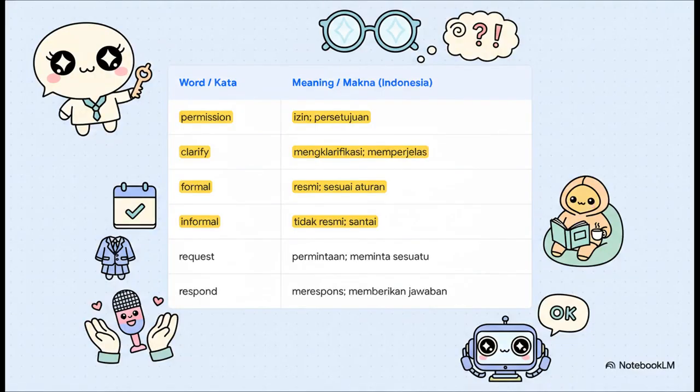Okay, let's take a quick look at our keywords. We have permission, which means izin. Then there's clarify, that's mengklarifikasi or memperjelas. And these two are really important. Formal, which means resmi, and its opposite, informal, which means tidak resmi or just santai. We also have request or permintaan, and respond, which is merespons. These are going to be the building blocks for our lesson today.